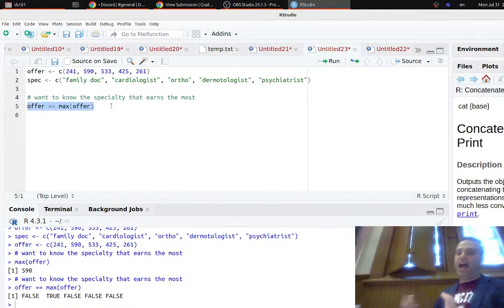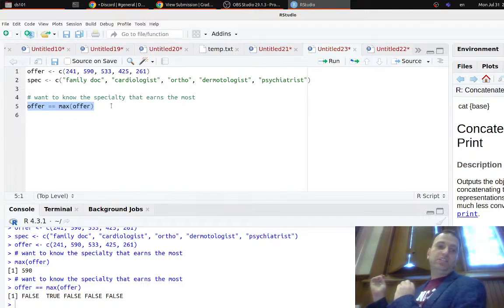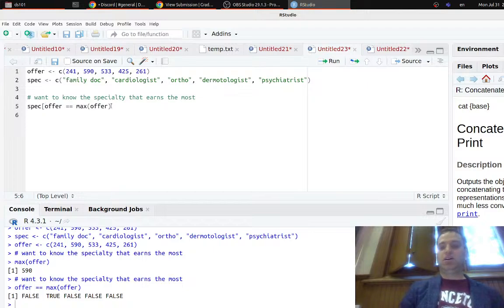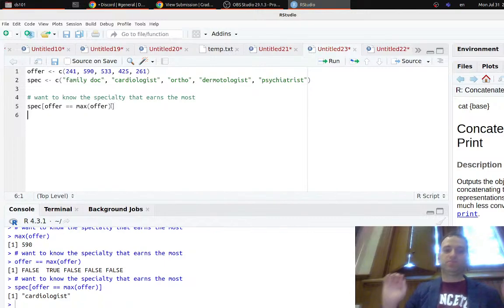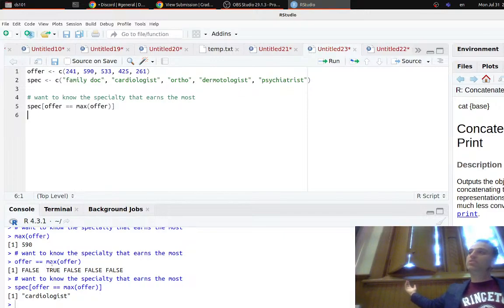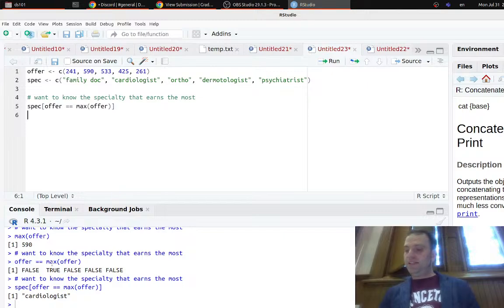Now that we have this vector of trues and falses, I'll just pick out the entry that corresponds to true. So I'll say spec at offer is equal to max offer, and I get cardiologist. Why? Because offer equals max offer was false, true, false, false, false. And then I said pick out the entry that corresponds to the true. That would be the entry for cardiologist.